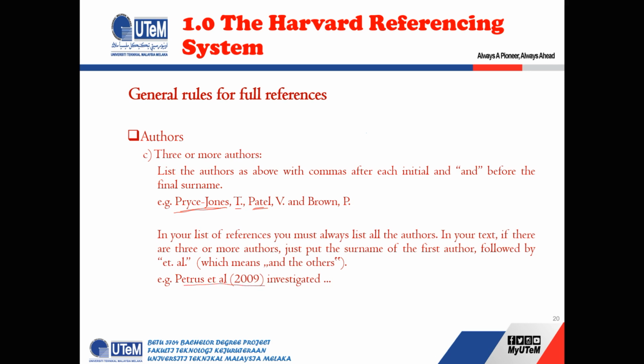Et al means and others. So let's say this Petrus has three more authors. You mention only Petrus here and then et al., 2009, investigated and so on. But when you are going to put them in the references at the end of your thesis, you have to put all of them like this. Whatever the number of authors, let's say if there are 6 or 7 authors, you have to put all of them in the list as well.